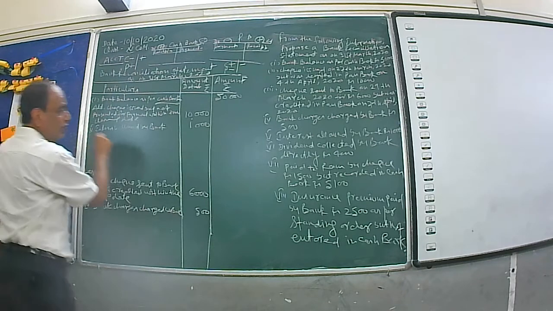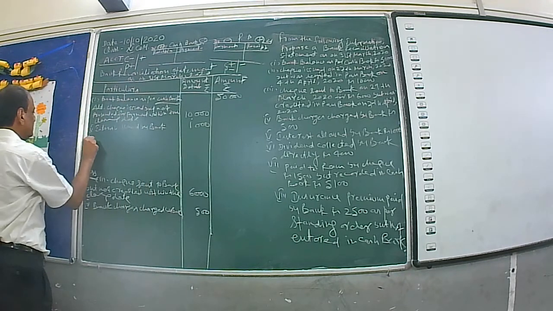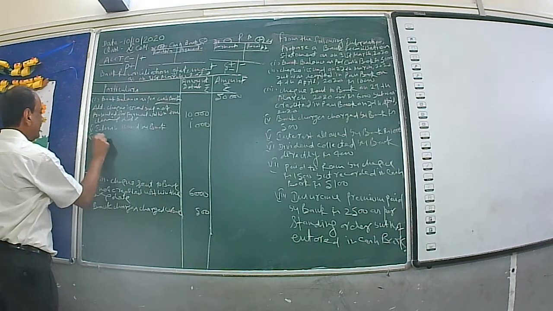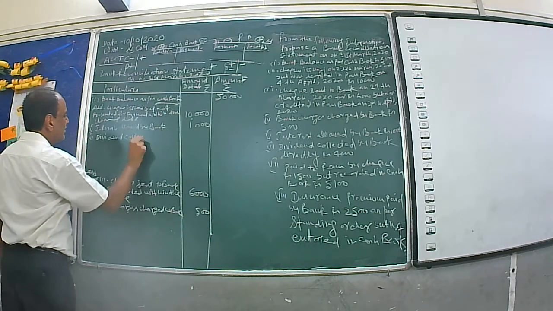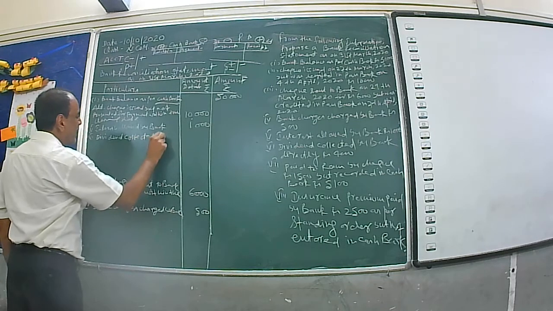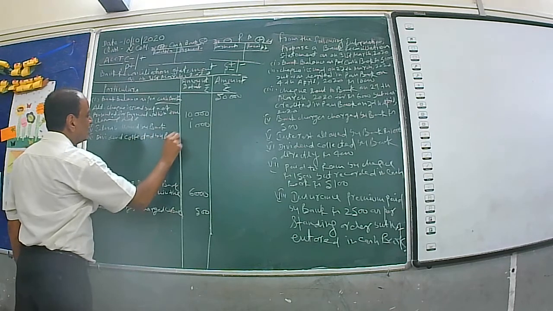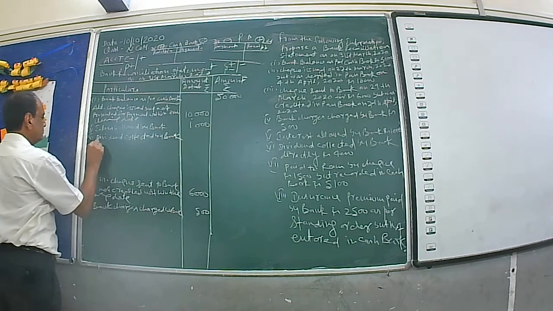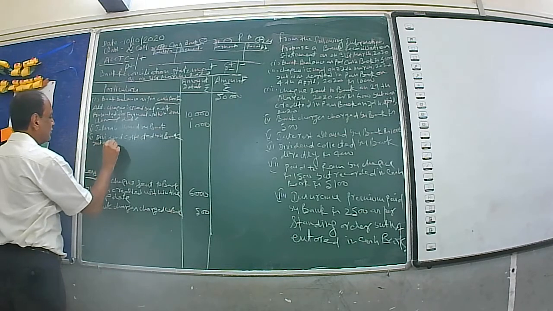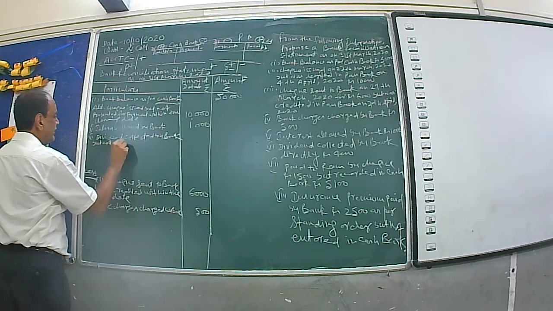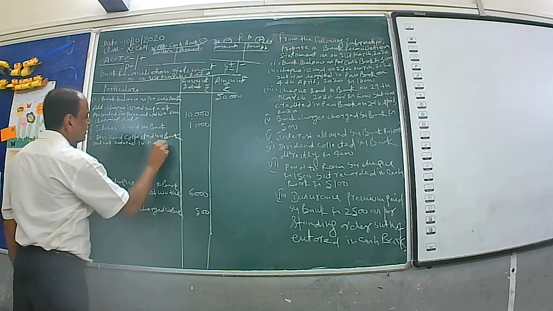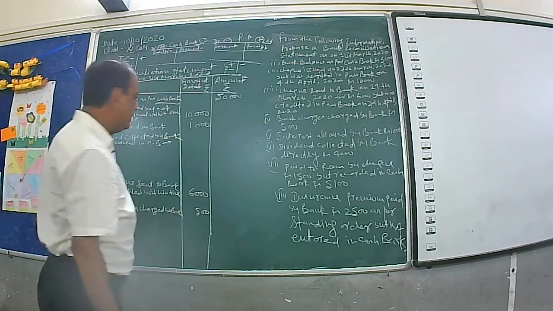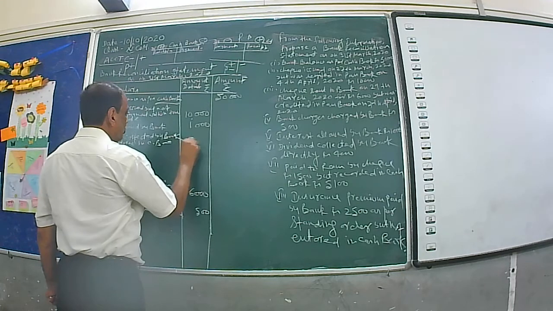Then you write down number 6. Dividend collected by bank, but not entered in cash book. The amount of dividend is 4,000.